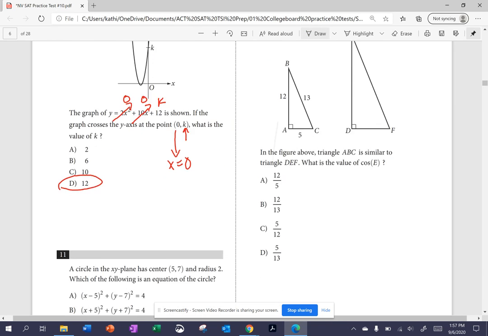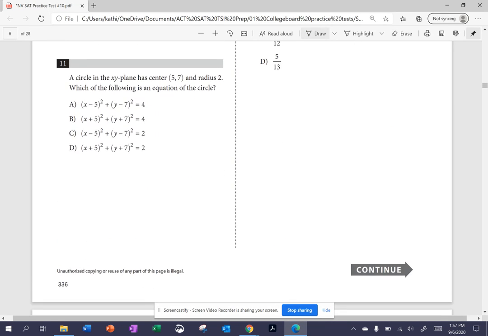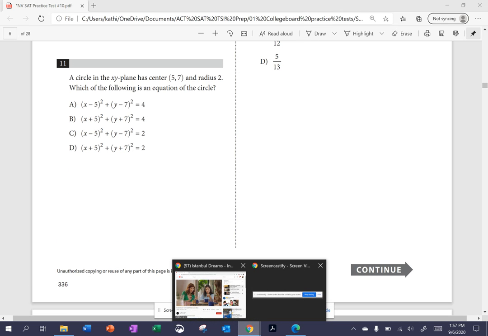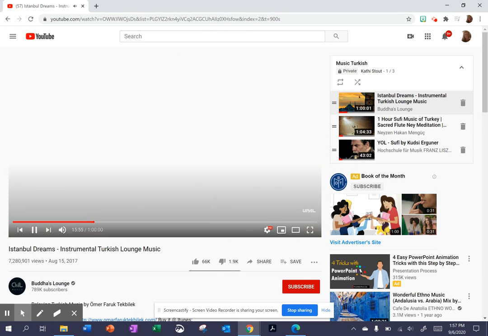It was thick. All right, let's try 11. Loved it. Once I got started, I could not stop.